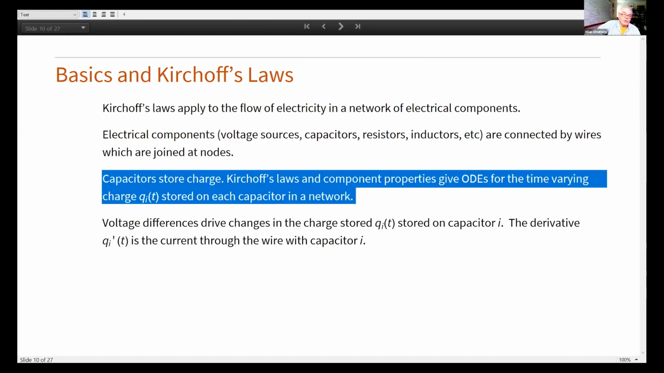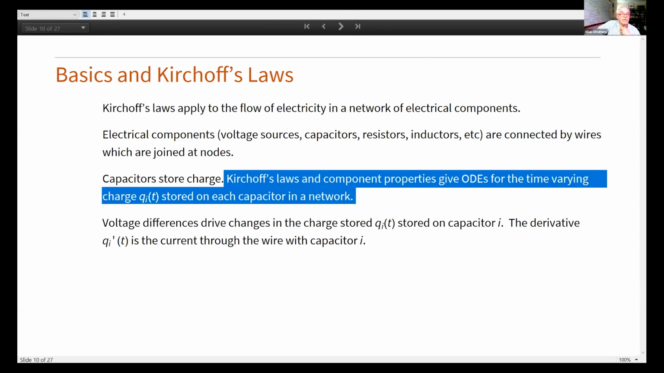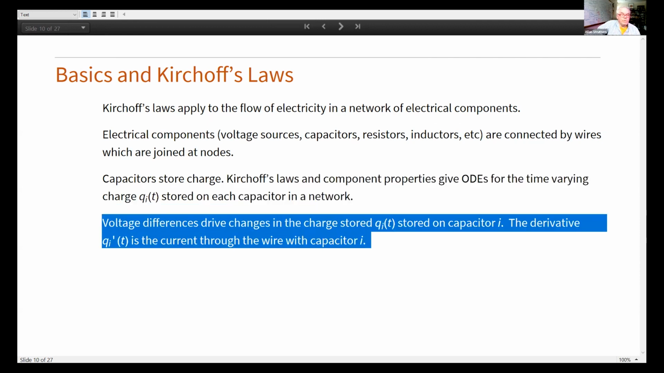Capacitors store charge. Students know what charge is. Kirchhoff's laws, and we're going to talk about them in a second, give the ODEs for the time-varying charge stored on each capacitor in a network. The students find capacitors good as a fundamental thing. And voltage differences drive changes in the charge. So this is all just to try to make it clear what's going on. We're going to see what the students wrote down when asked to design a circuit and turn it into ODEs in a second.